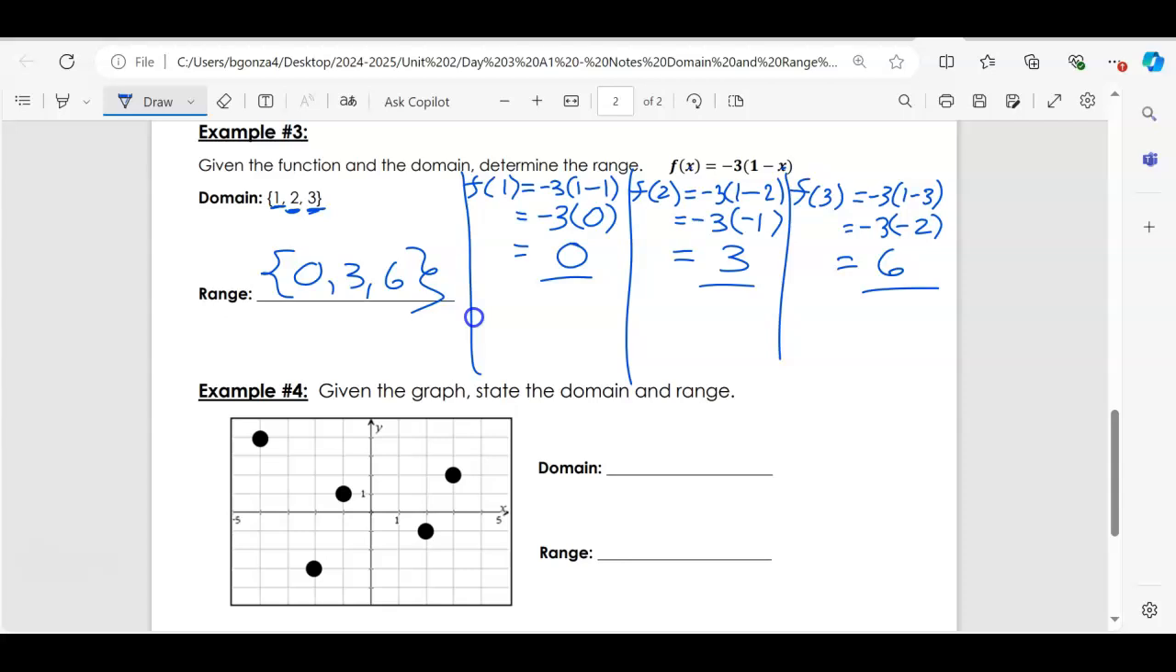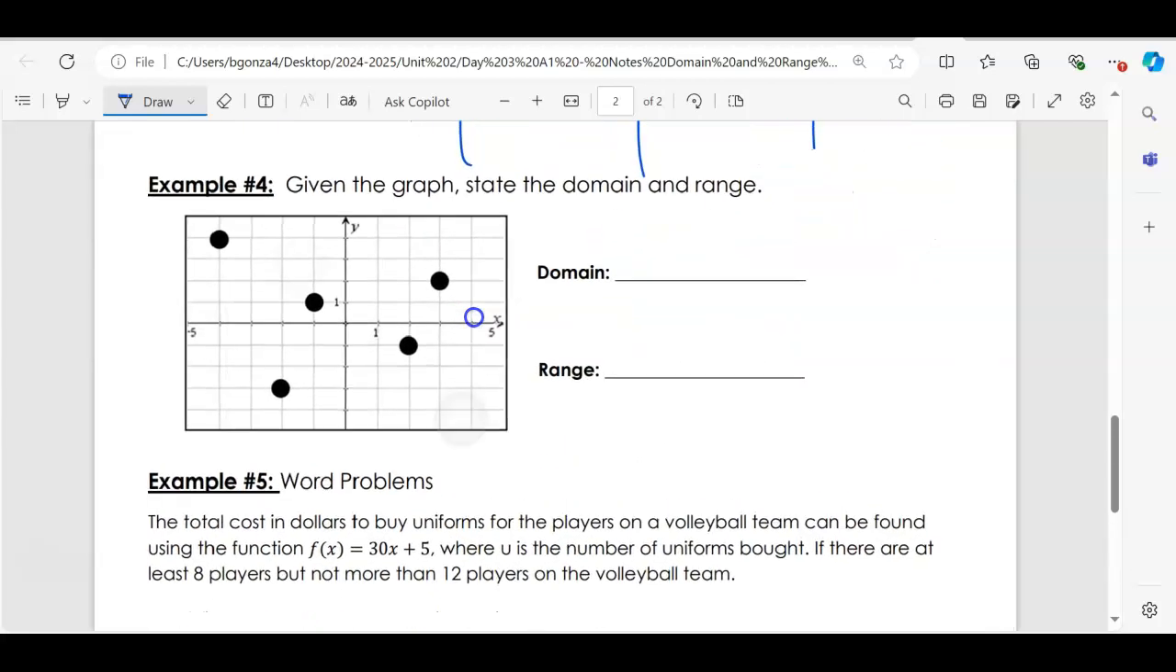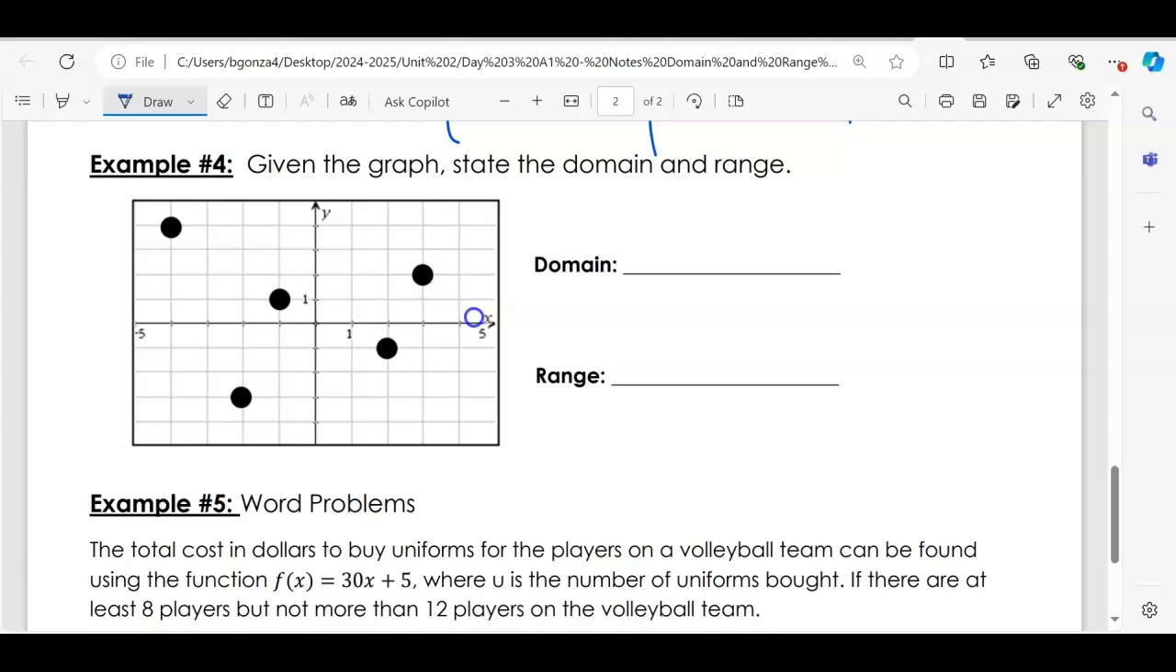Everybody, look at example 4. Now, example 4 says, given a graph. Now, how do I get domain and range from a graph? Here's how. There's 2 ways to do it. Here's one way. Can't you write these points as ordered pairs somewhere randomly off to the side? Like, isn't this point right here, -4, +4?